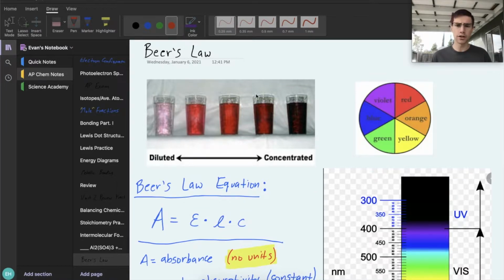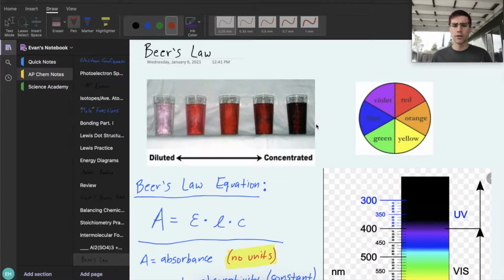So what we have here is a picture of, it doesn't really matter what it is. I don't actually know what's in these. Could be beet juice, could be Kool-Aid. But what we have here is some dilute solutions where there's not a lot mixed in. Okay, so you could imagine like 1 drop of food coloring in this big glass of water. Whereas as we move to the right, the solutions get more and more concentrated, and we can tell that because the colors get darker and darker.